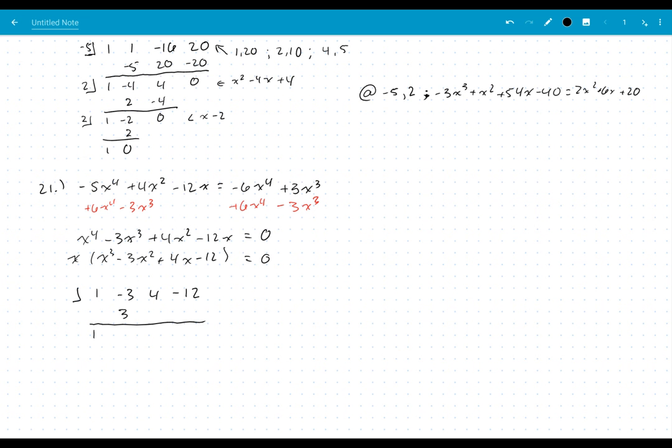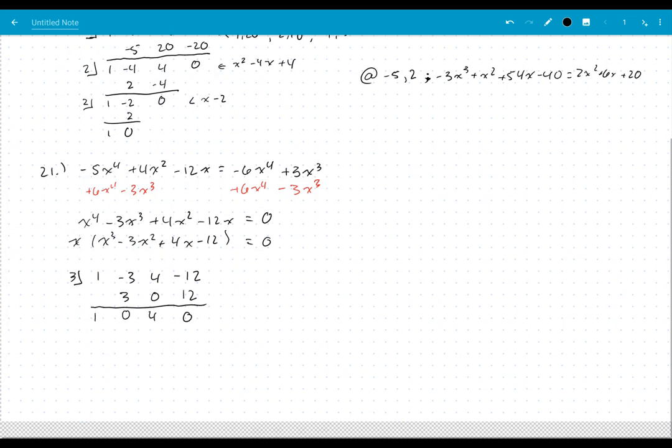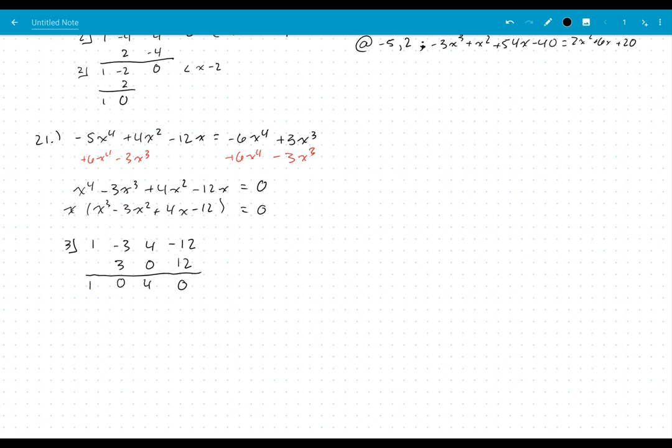So 1 times 3 is 3, minus 3 is 0. Then we have 0. Then we have 4. 4 times 3 is 12. And there we go, 0. And then we're left with x squared plus 4, which if you check b squared minus 4ac, well, a and c are positive and b is 0. So this is going to be a negative number, so we're not going to have real solutions to this.